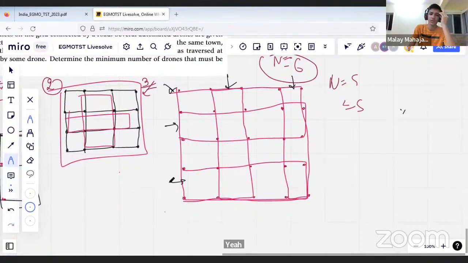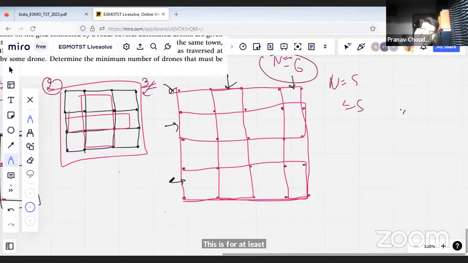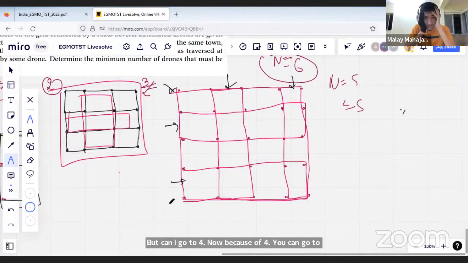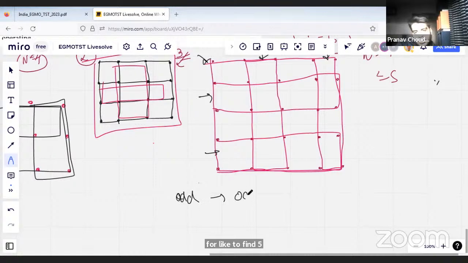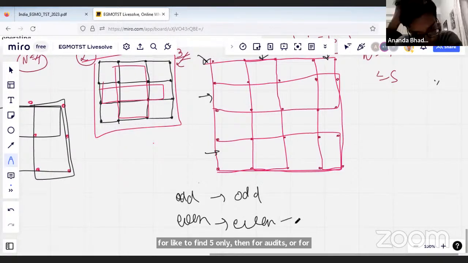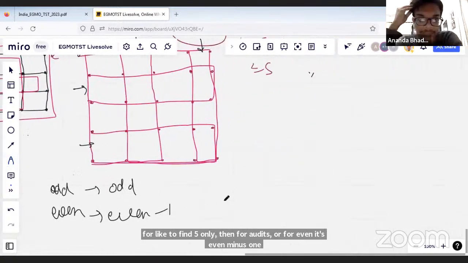But can we go to 4 now? Because for 4 we can go to 3. I'm guessing if this is true, then if for n equals 5 it's 5 only, then for odd it's odd, and for even it's even minus 1. Hmm. Let's just check for 6.